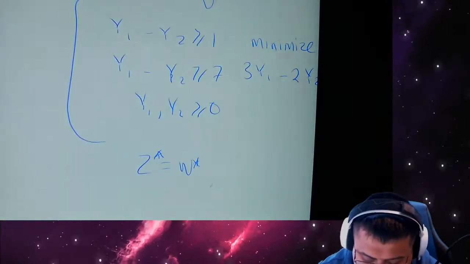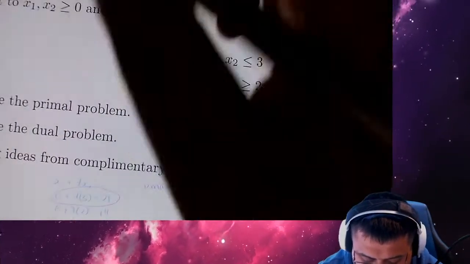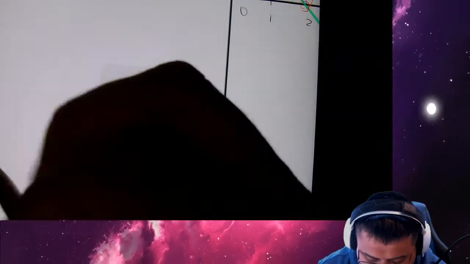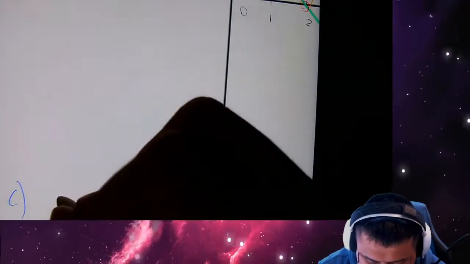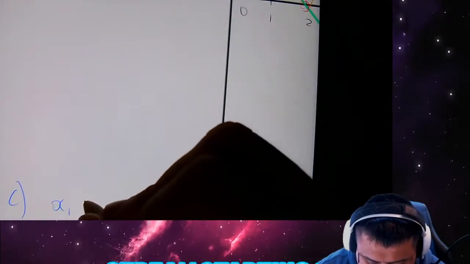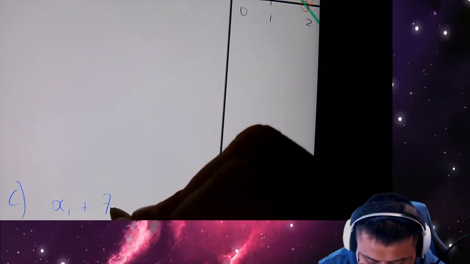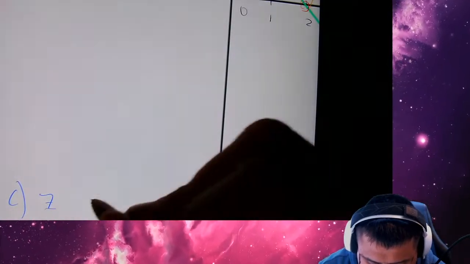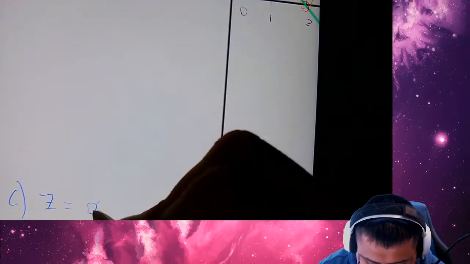Okay, anyways, so we gotta take this. So we'll make this C. So first we'll write out the first problem. We've got x1 plus 7x2. And what we're going to do is make that equal z.